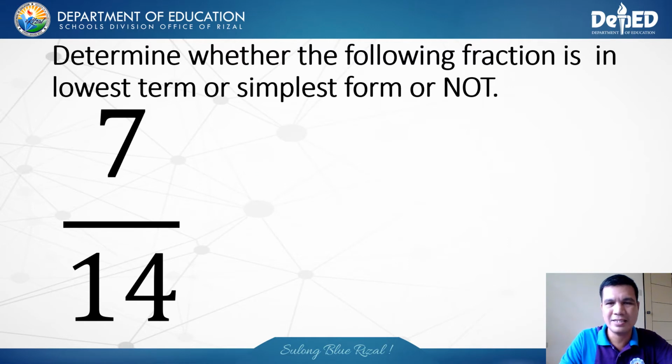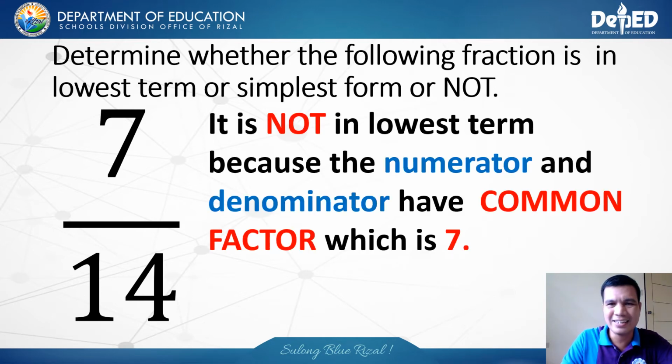How about this? 7/14. Lowest term or not? Are you sure? Okay. It is not in lowest term because the numerator and denominator have a common factor. The common factor is 7. The factors of 7 are 1 and 7. 1 times 7 is 7. The factors of 14 are 1 times 14 and 2 times 7. So meaning they have the common factor which is 7. So this is not yet in lowest term.